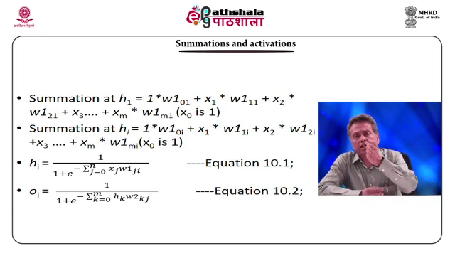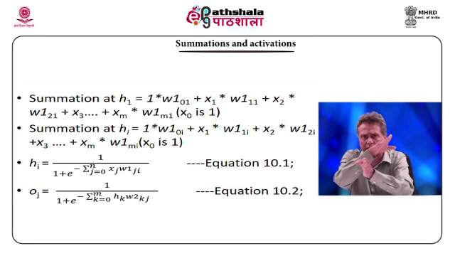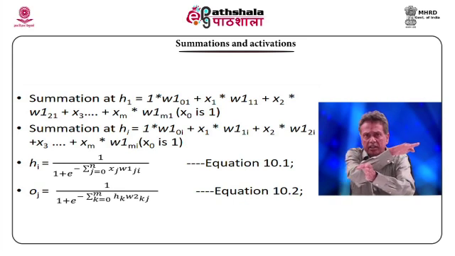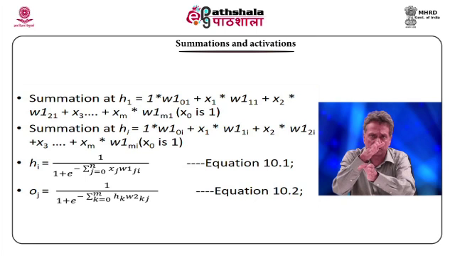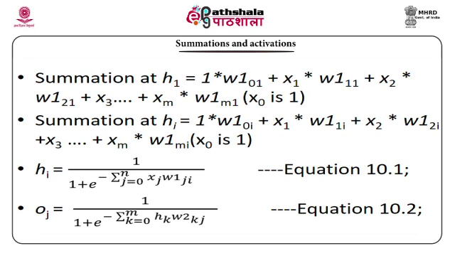Same way for the output unit, all the hidden units connected to it are multiplied: h1 w1j, h2 w2j and so on, assuming this is the jth unit. So the total summation is calculated. In the same way, 1 upon 1 plus e raised to minus the sum is calculated, which you can see on the screen. We call them equations 10.1 and 10.2, which indicate the output generated for both of them.